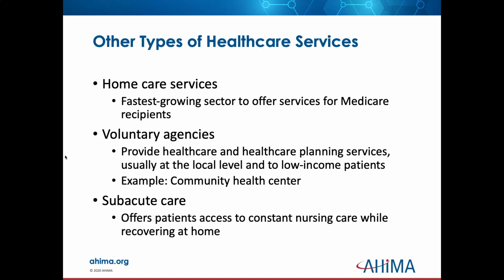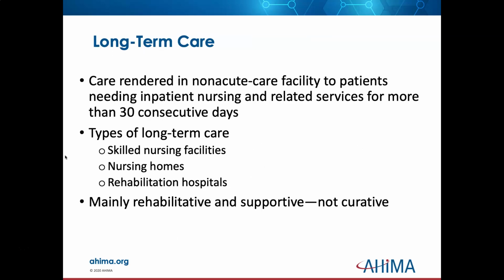You have subacute care, which offers patients access to constant nursing care while recovering at home. That's your home health agency. Long-term care, or skilled nursing care, or intermediate care facility, those are all long-term care. Care is rendered in a non-acute care facility to patients needing inpatient nursing and related services for more than 30 consecutive days. There are types of long-term care, including skilled nursing facilities or SNFs, nursing homes, rehab hospitals.